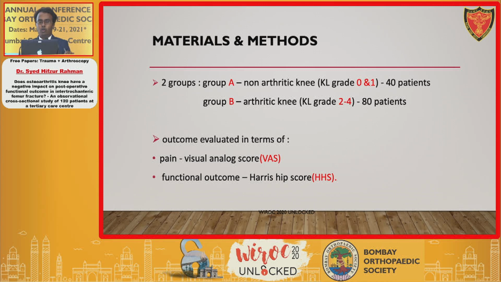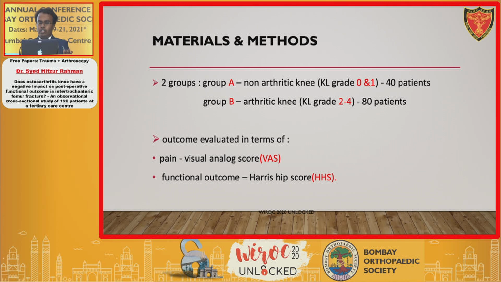Group A, the non-arthritic knee, Kellgren-Lawrence grade 0 and 1, had 40 patients. Group B, the arthritic knee, Kellgren-Lawrence grade 2 to 4, had 80 patients. Mind you, in both groups we matched the patients in terms of the type of fracture, the type of implants, the grade of osteoporosis, and the pre-fall ambulatory status. Both groups had equal numbers and equal grades. We matched both the groups.